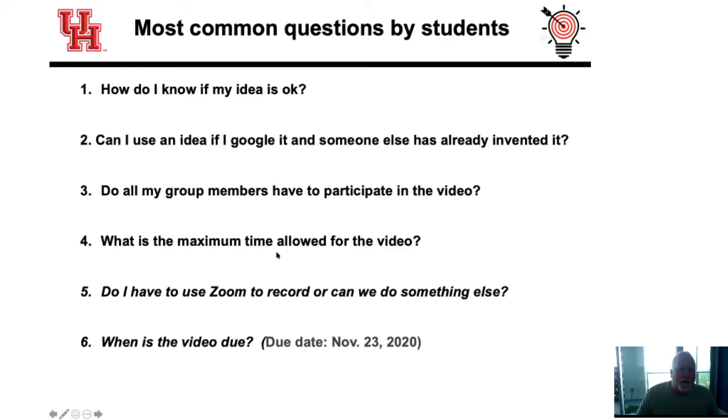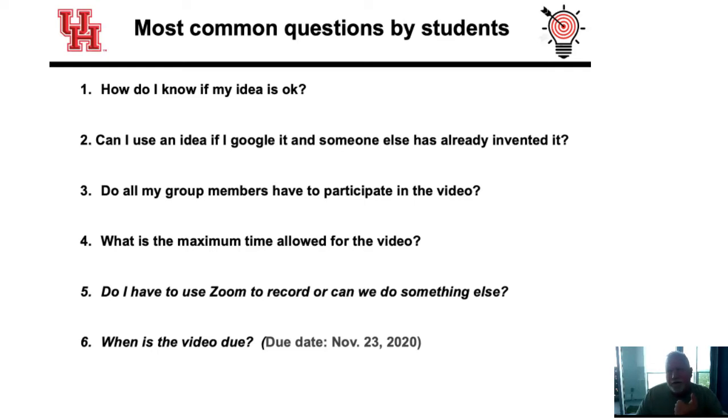Number one, how do I know if my idea is okay? What I tell students is there are three main things that we should look for to identify a good idea for this video pitch project. When you're thinking of a new idea, the first is, can you really describe it to the extent necessary in a 30-second to 1-minute period to really get the audience to understand exactly what your idea is and what the pitch is behind your idea.